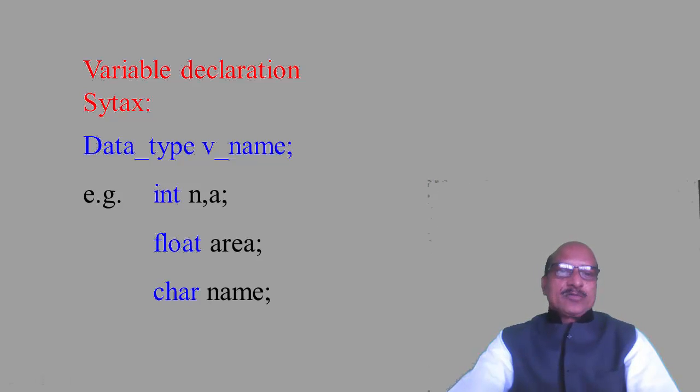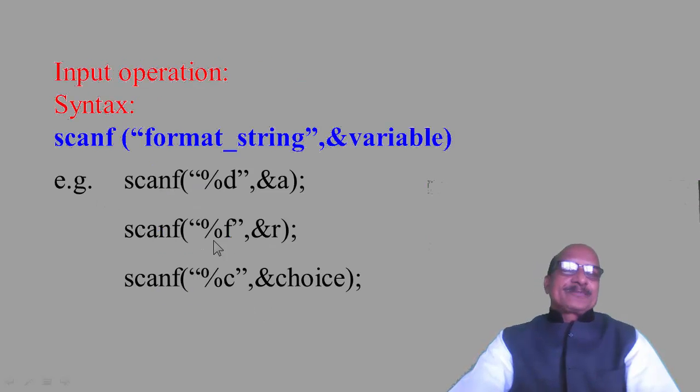So int, float, char, these are the keywords provided by the C language to define the data type. So your data may be of integer type, your data may be of floating point type, or your data may be of character type. So in every program, your data may be either int, float, or character. So by using these keywords, you can define your data type.